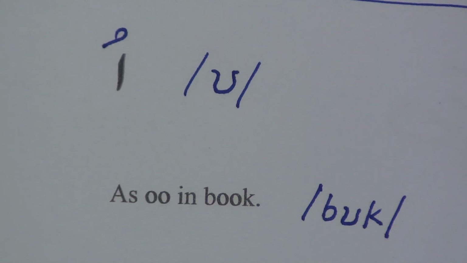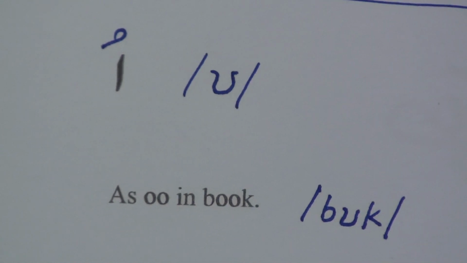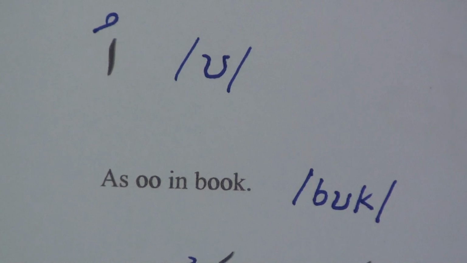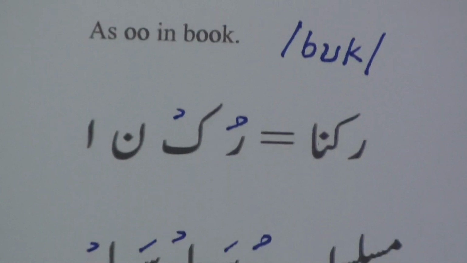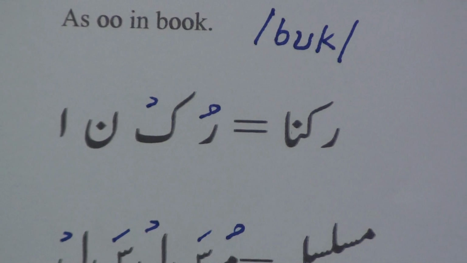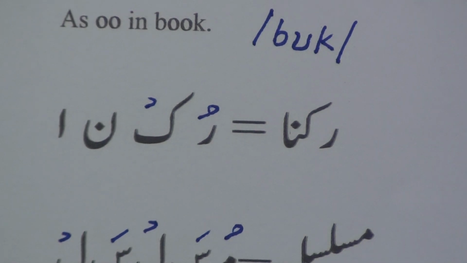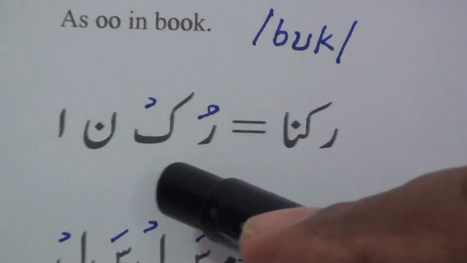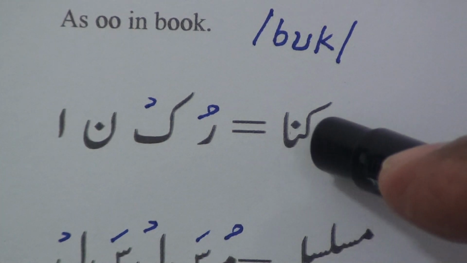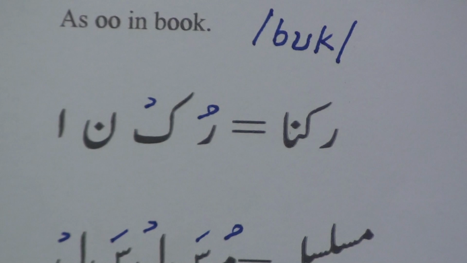When pesh is placed over any letter, the sound of U is attached to it. Let's take some words. Here, re pesh ru and kaf ruk, nun alif na, rukna. Rukna means to stop.